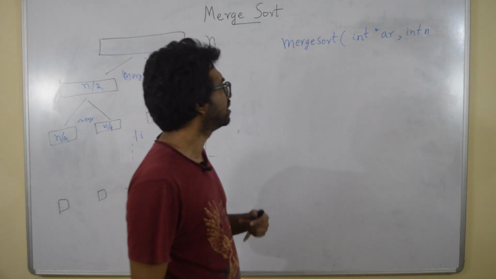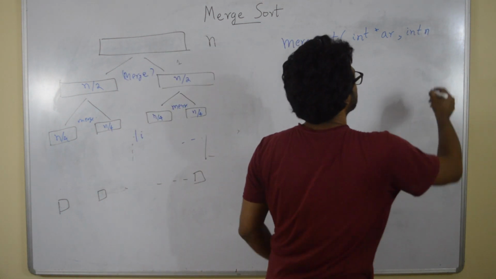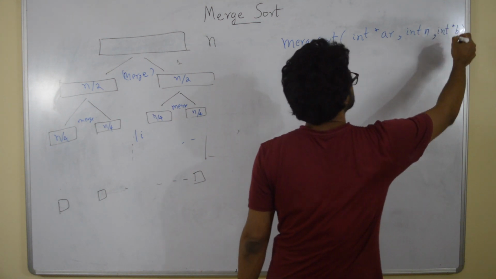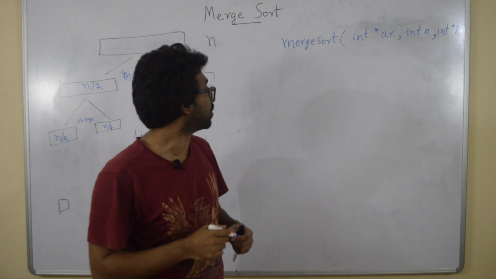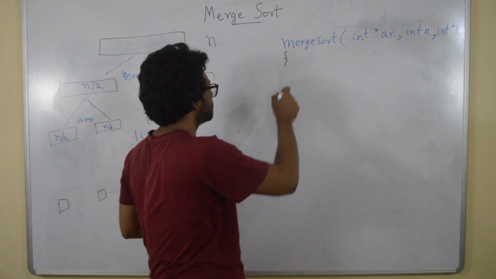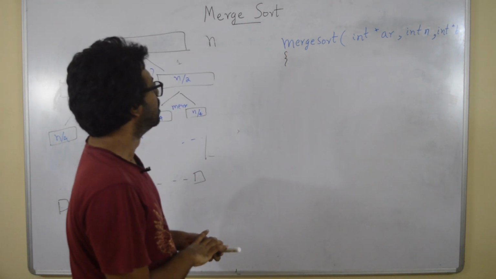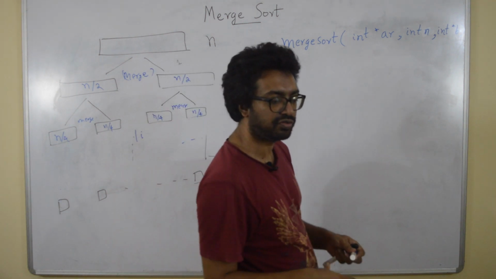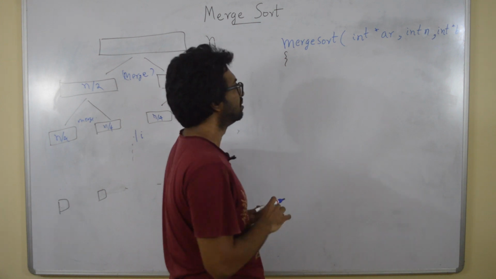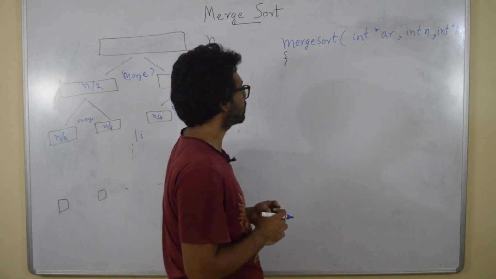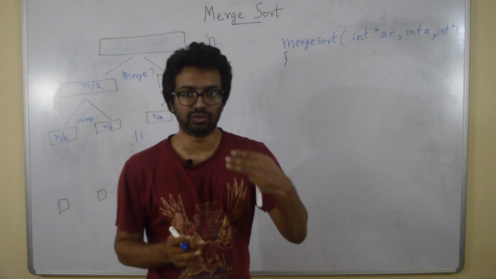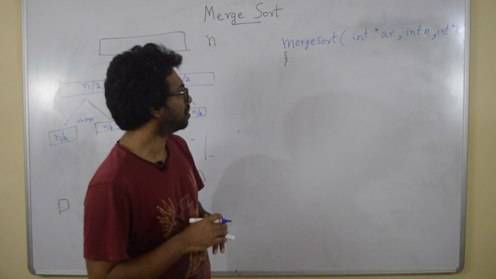Okay, intent and an extra array where we are going to output our results. Now what is it we are going to do? We are going to first split the array into two parts, right? So to make our life easier and to see how things work easier, what I'm going to do is the following.